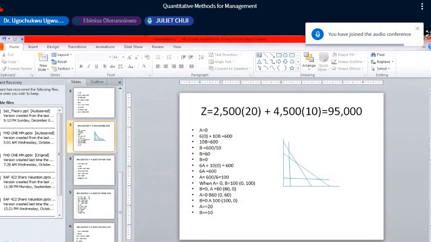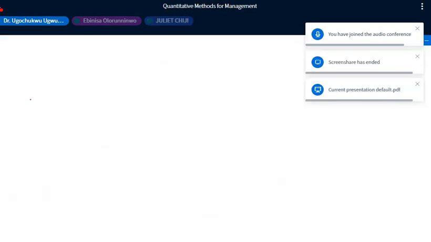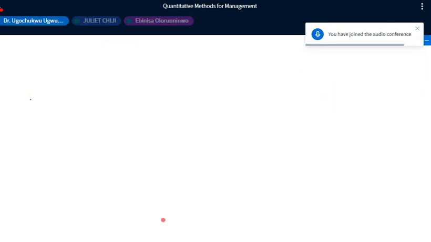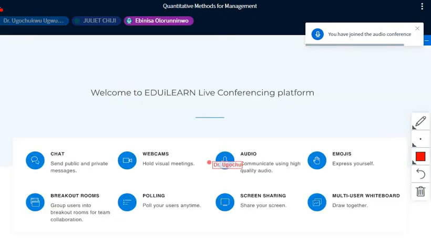Let me just remove the screen and see what you have. Question with this computation. Any question? Okay, I guess everybody is okay. Can I get a response?